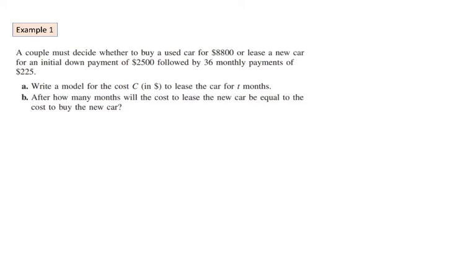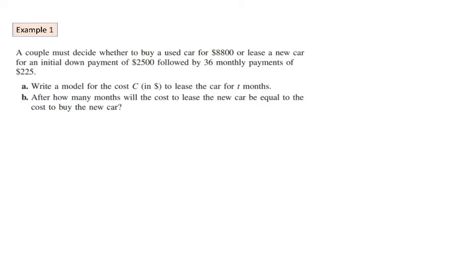So it says a couple must decide whether to buy a used car for $8,800 or lease a new car. That means pay some money in the beginning and then pay monthly. So it says $2,500 in the beginning and then pay monthly for 36 months.